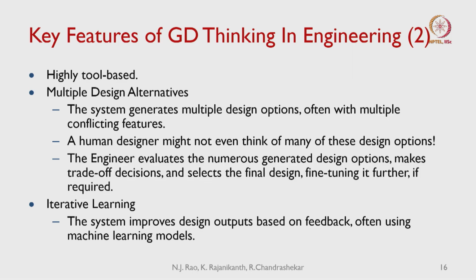Iterative learning: the machine has the capacity to learn from the interaction with the human designers. That is, the system improves design outputs based on feedback, often using machine learning models. There are several ML models, all of them can store the decisions made in the current iteration and improve their working.